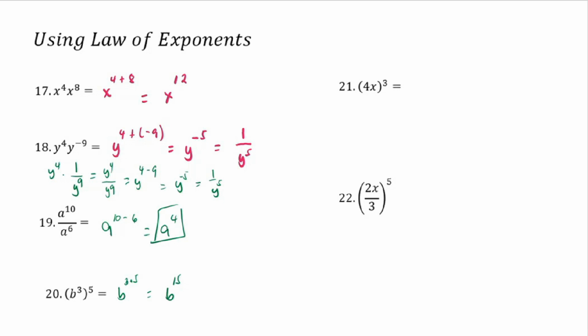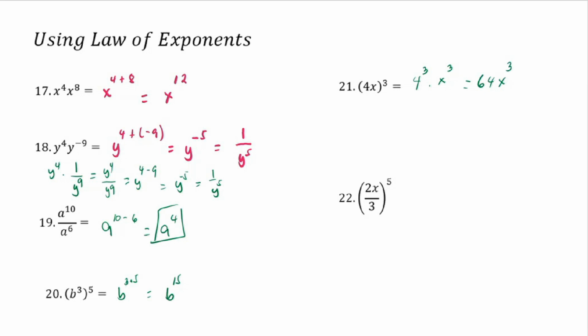And next number, we have 4x to the power of 3. So we have factors in the base. Therefore, we are going to distribute the power to each factor. It can be written as 4 raised to 3 times x raised to 3. Simplifying 4 raised to 3, we have 4 times 4 is 16, and then 16 times 4 equals 64. So therefore, 4 cubed means 64x to the power of 3.